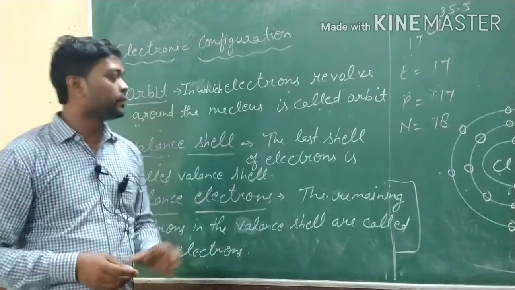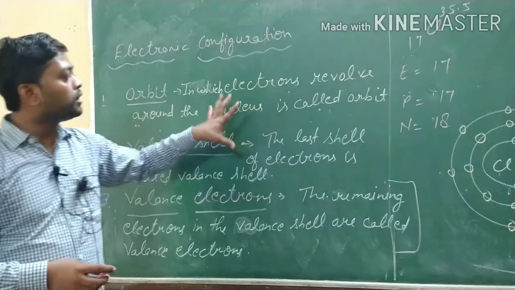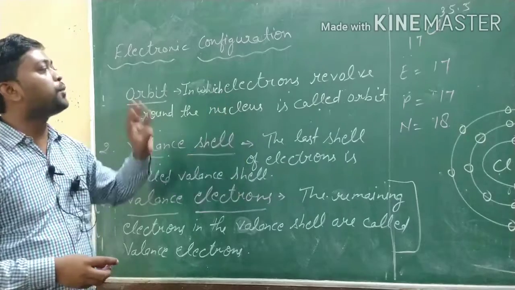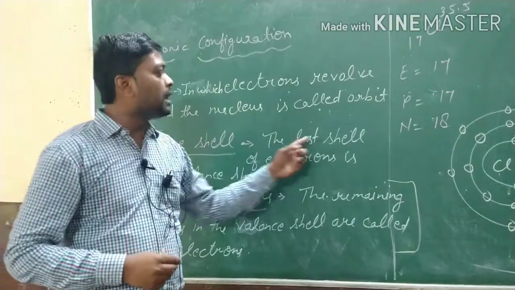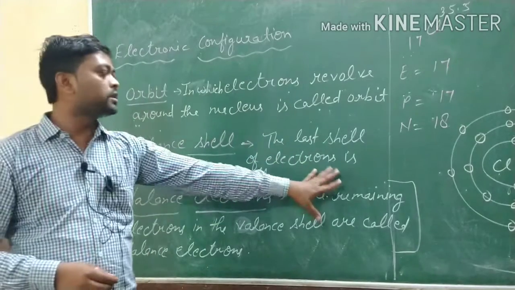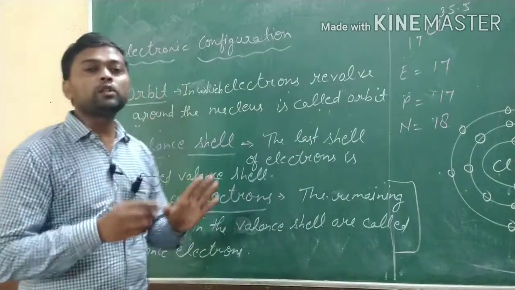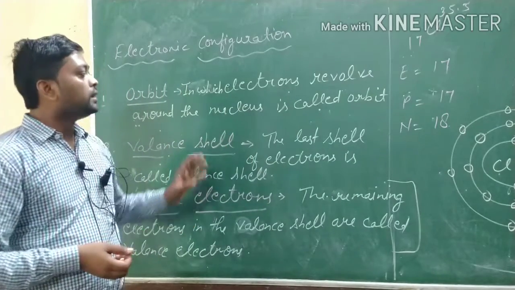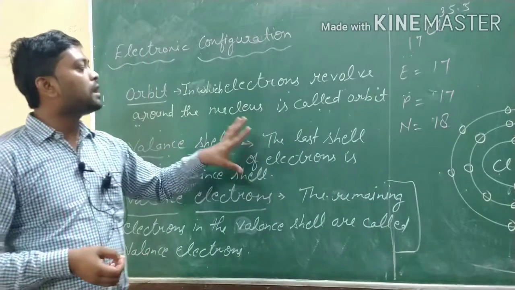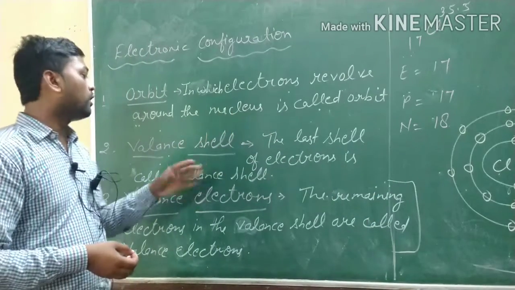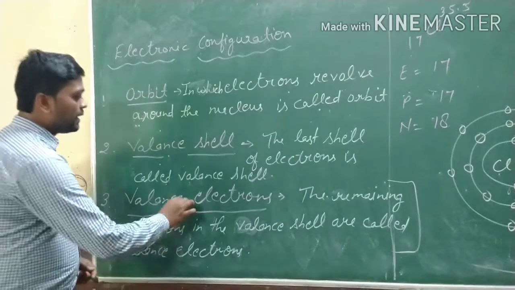Next is valence cell. What is valence cell? Whenever you draw the electronic configuration, you have to understand these points, and these are the important points. Valence cell is the last cell of electrons. Whenever you draw the electronic configuration, the last cell or last orbit of electrons is called valence cell.